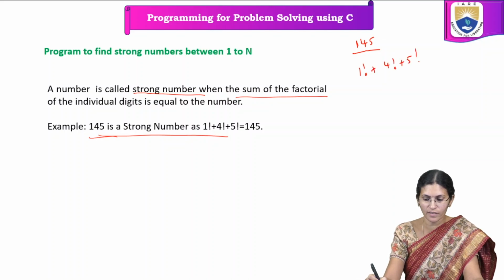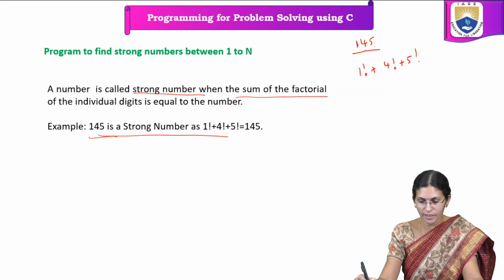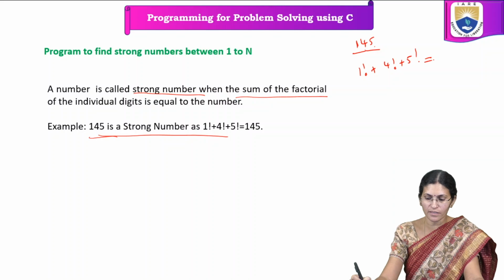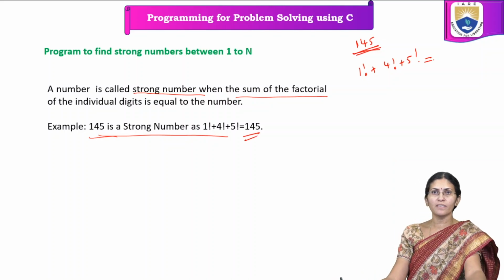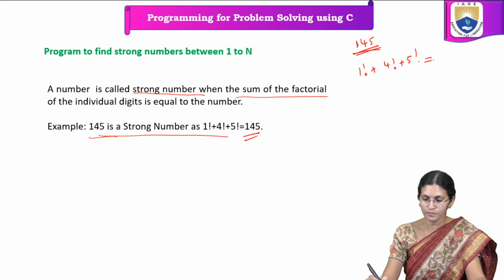So individual digits are 1, 4 and 5. So take the factorial of all the digits and then add them. You should get the answer as 145. The same original number should be obtained. Then you can say that this is a strong number.